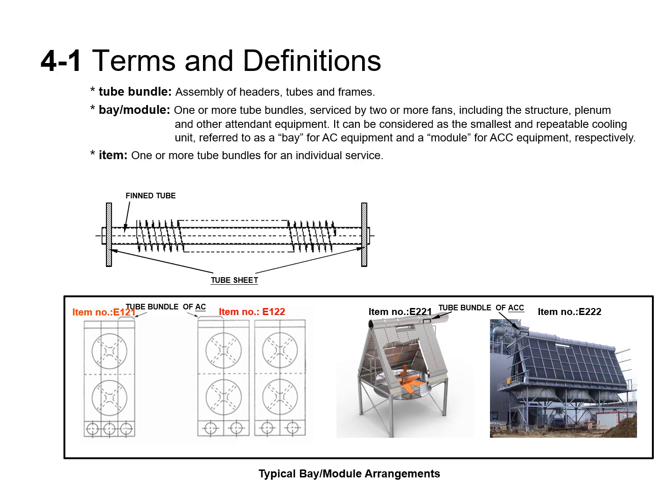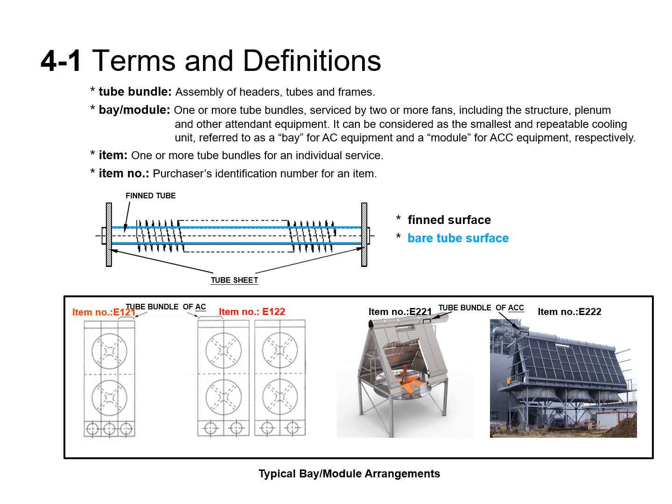Item: one or more tube bundles for an individual service. Item number: purchaser's identification number for an item. Finned surface: total area of the outside surface on a finned tube exposed to air. Bare tube surface: total area of the outside surfaces of the tubes, based on the length measured between the outside faces of the header tube sheets.